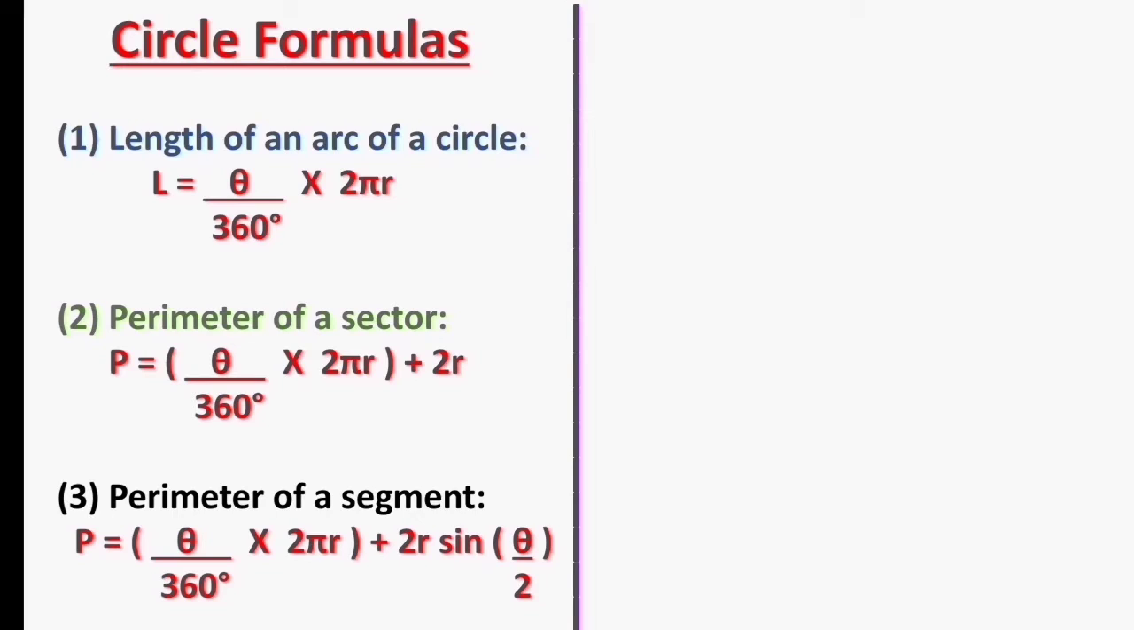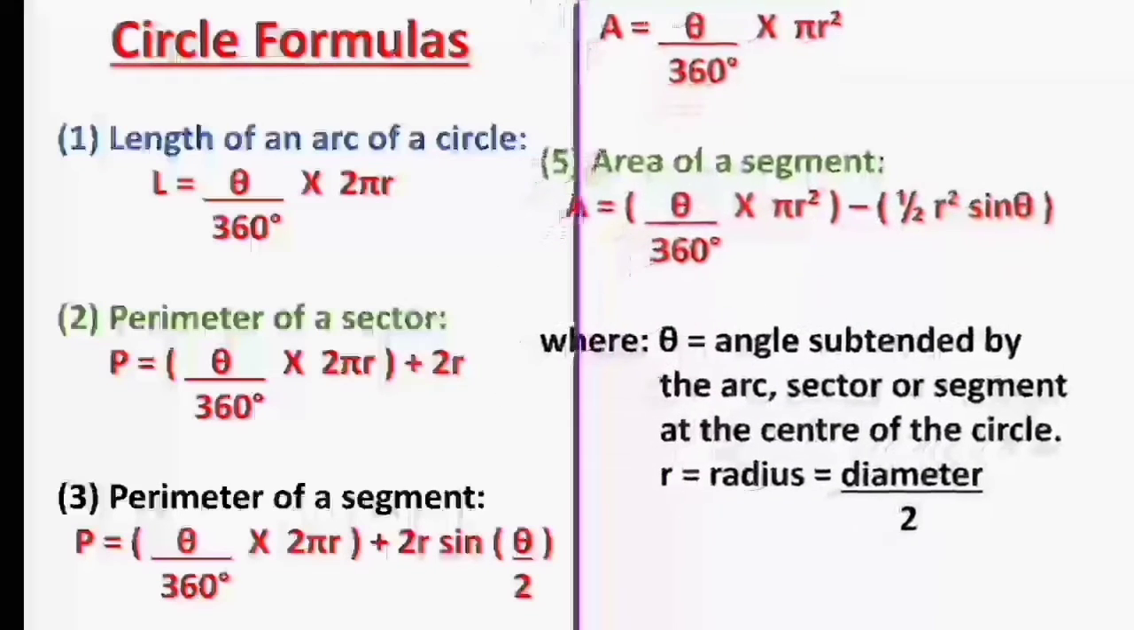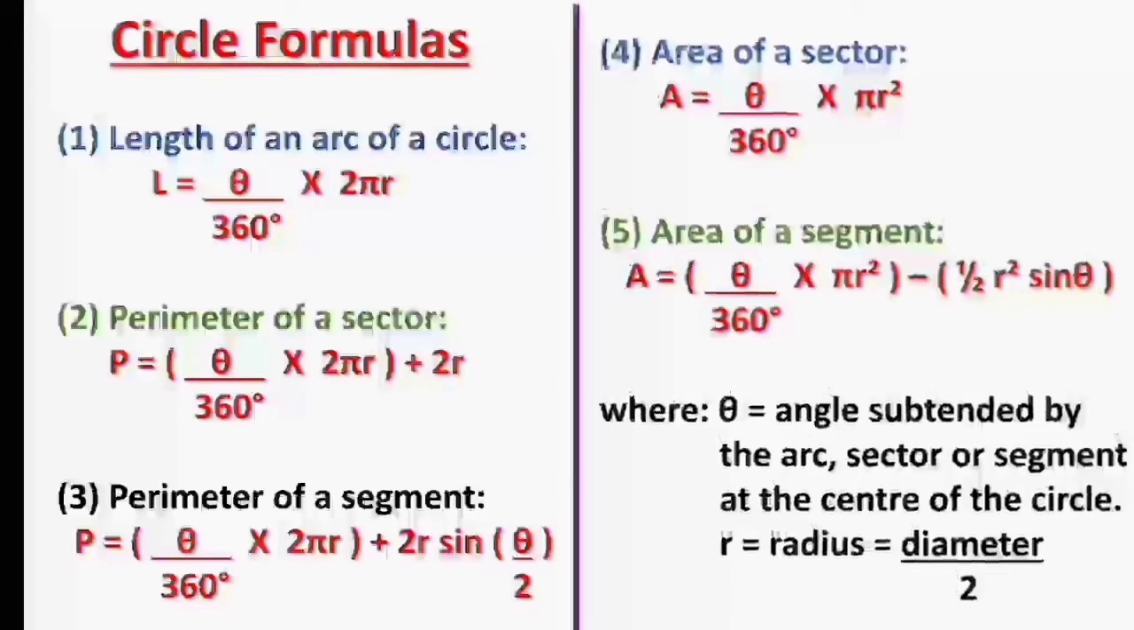Number 3, perimeter of a segment. The formula is P equals theta over 360 degrees times 2 pi radius plus 2 radius sine theta over 2. Number 4, the formula for the area of a sector. The formula is A equals theta over 360 degrees times pi radius squared. Number 5, the formula for area of a segment. The formula is A equals theta over 360 degrees times pi radius squared minus 1 over 2 radius squared sine theta.